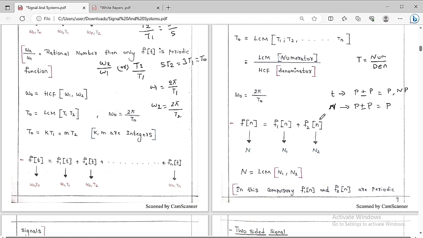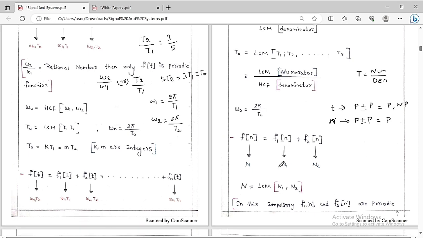So here, f1 of n is a periodic signal and f2 of n is also a periodic signal. f1 of n is a periodic signal with the period of n1. As I already told you, in the case of continuous time systems, whether you do the addition or the subtraction of two periodic signals, the result signal can be either periodic or non-periodic. But in the case of the discrete time domain, whether you do the subtraction or the addition of two periodic signals, the result signal is always a periodic signal. This is a 100% correct thing.